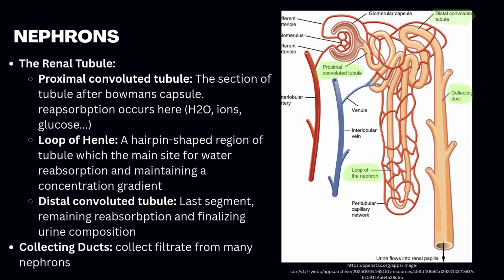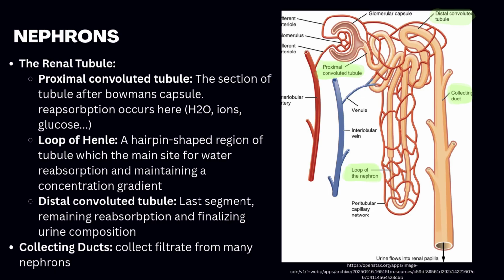The renal tubule is comprised of three main sections. The proximal convoluted tubule is the section of tubule after the Bowman's capsule. Its lumen contains microvilli, which increase surface area available for maximum solute exchange. The loop of Henle is a U-shaped loop of tubule which functions as the main site for water reabsorption and maintaining a concentration gradient.